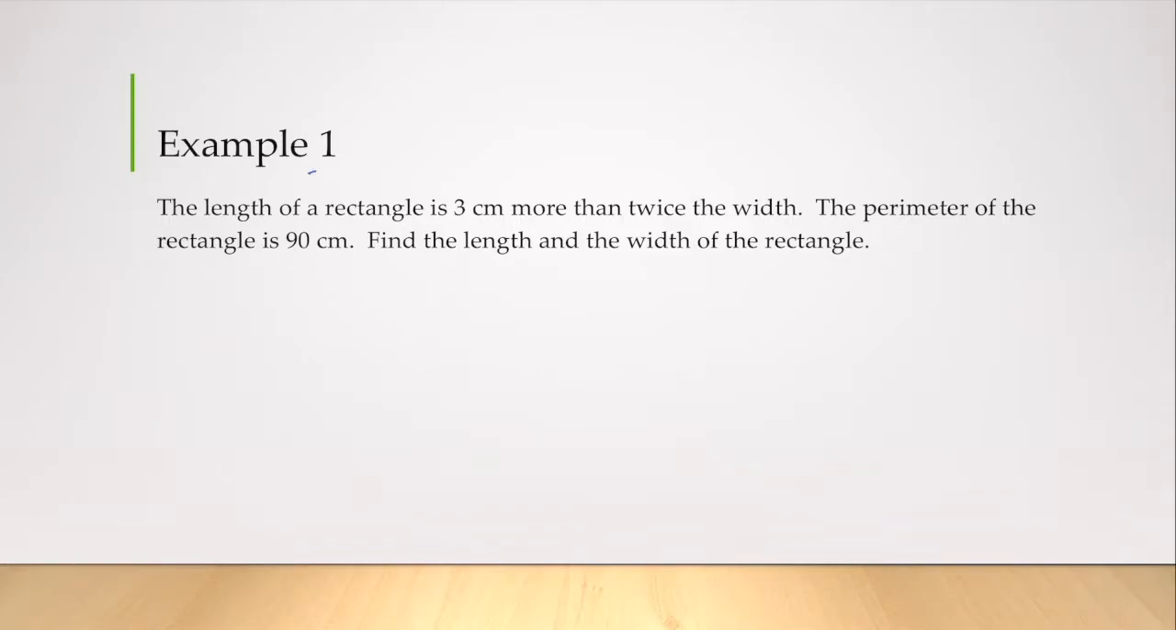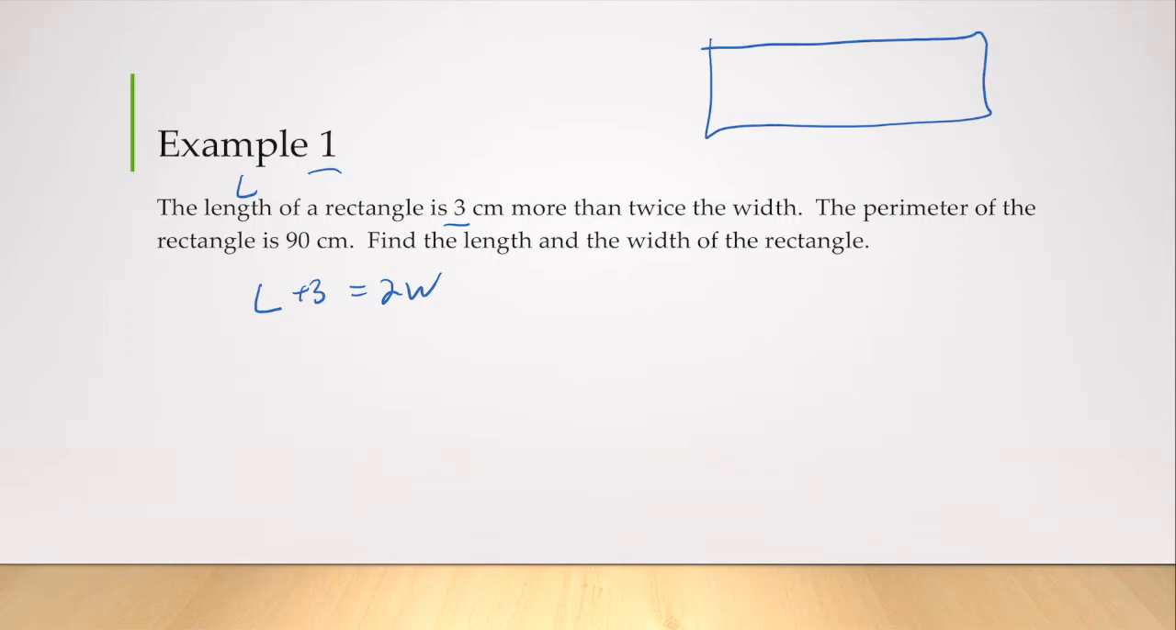So for example 1, the length of a rectangle is 3 centimeters more than twice the width. So here's my rectangle. I have that the length of my rectangle is 3 centimeters more than twice the width. So the length plus 3 equals 2w. I know that the perimeter of my rectangle is 90 centimeters, and I want to find the length and the width of my rectangle.